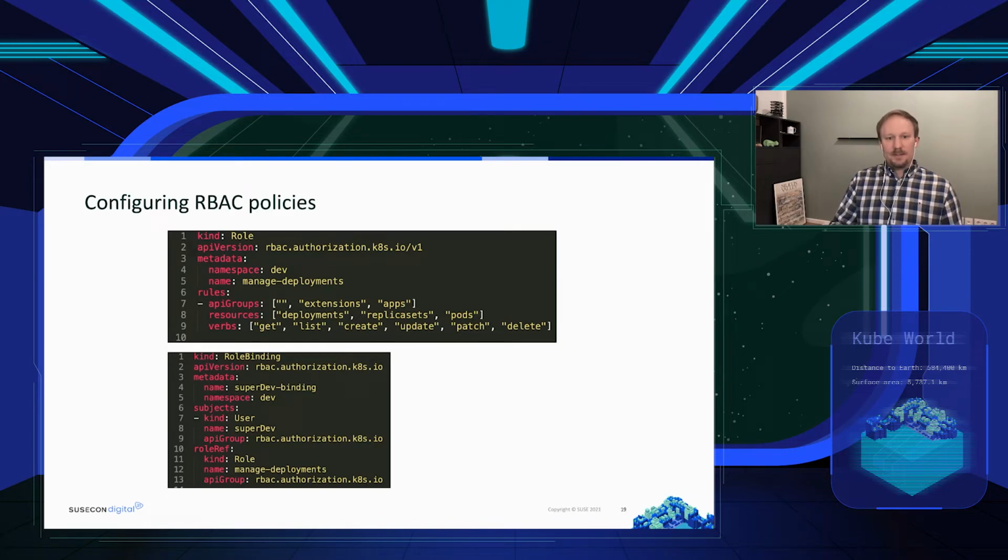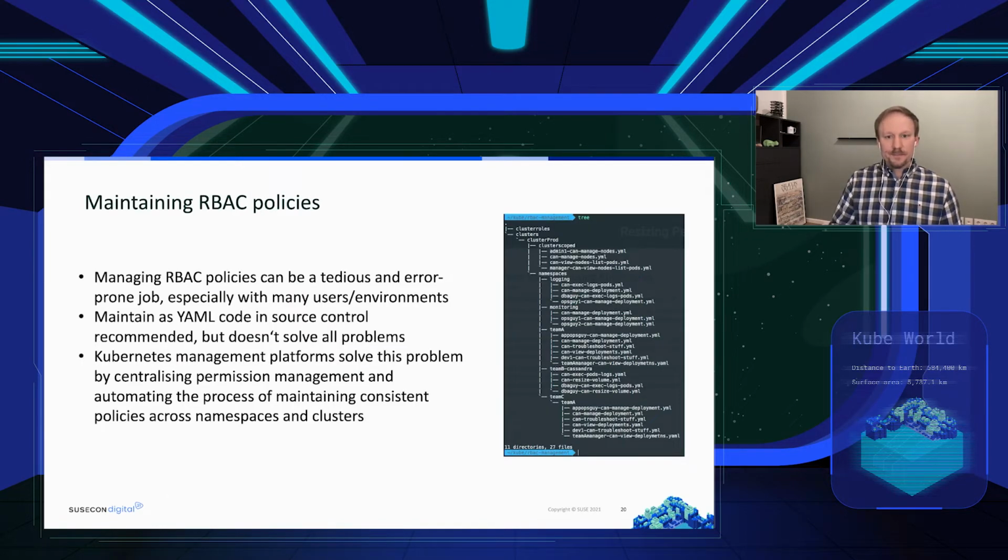It's okay, but once your container platform scales, you get more users, more environments, managing these RBAC policies manually actually becomes quite a tedious job, and it's also quite error prone. So obviously, at some point, you want to start maintaining these YAML files in source control, which solves some problems, but not all problems. Like, for example, how do you ensure that the state defined in the Git repository is actually the reality in your cluster? So this is one example where a Kubernetes management platform really helps to solve this problem and makes your life easier.